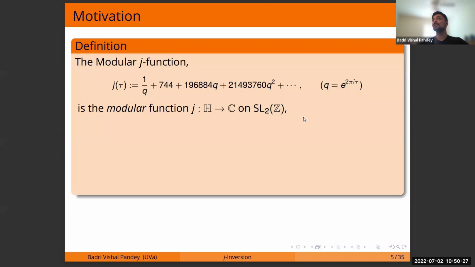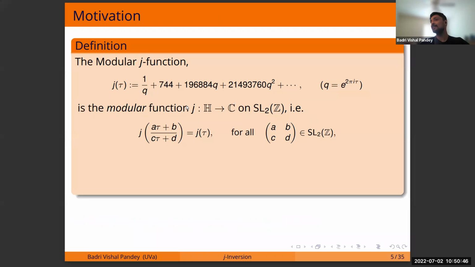Okay, so the modular J function is the function with this type of Fourier expansion, and this function is a modular function. So it's a function from the upper half plane to the complex plane, and it's modular over SL2Z. It simply means that it's invariant under the action of SL2Z. So you take any matrix A, B, C, D in SL2Z, you act on the input variable, and you get the same function, like J of tau is equal to J of (A tau plus B)/(C tau plus D). So these are the fractional linear transformations.